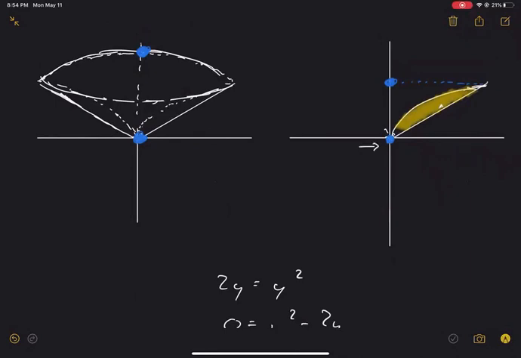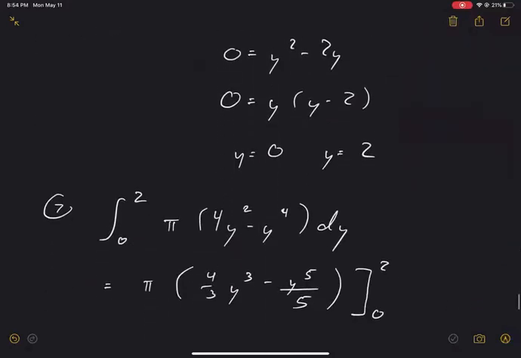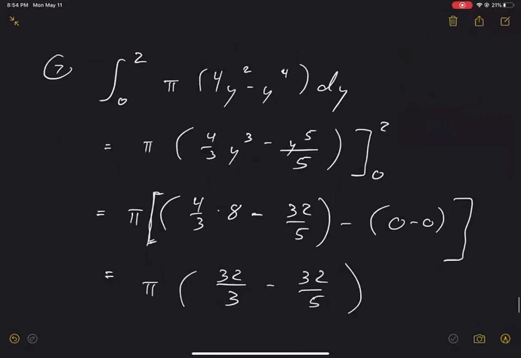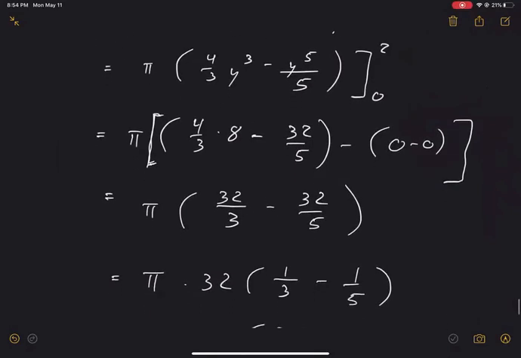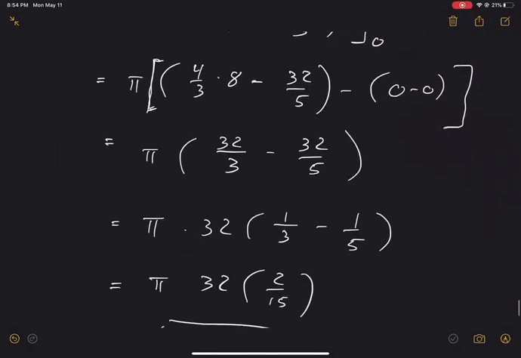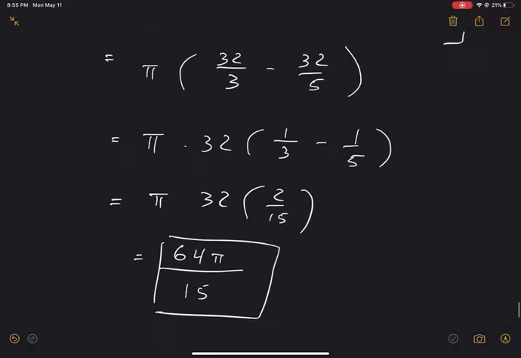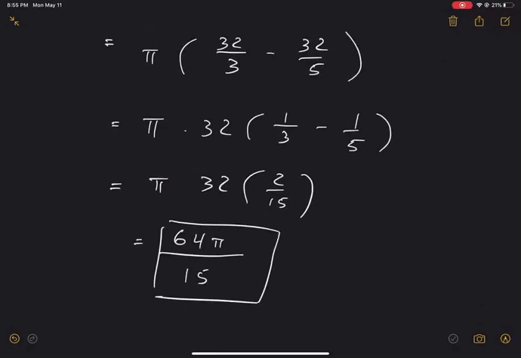So it intersects at y equals 0, this point right here, and then at y equals 2. Those are going to be my bounds of integration. Now I have all the information I need to form my integral. It's going to be the integral from 0 to 2 of pi times (4y squared minus y to the fourth) dy, and then everything else is just integrating. You can check this on your own, but it should all work out to 64 pi over 15.